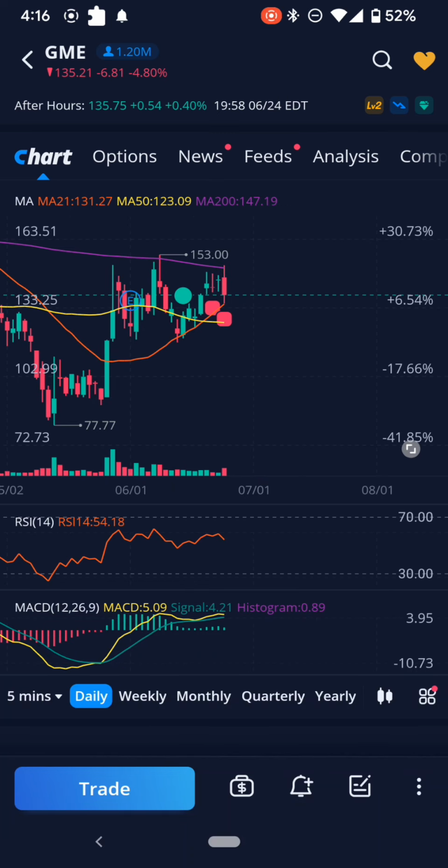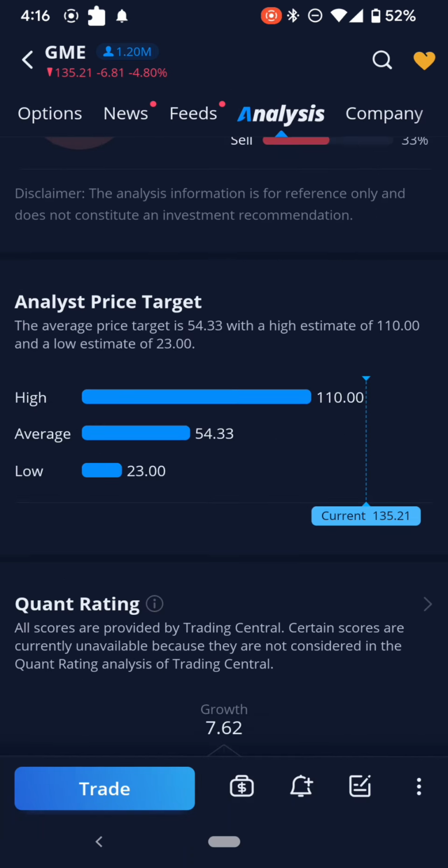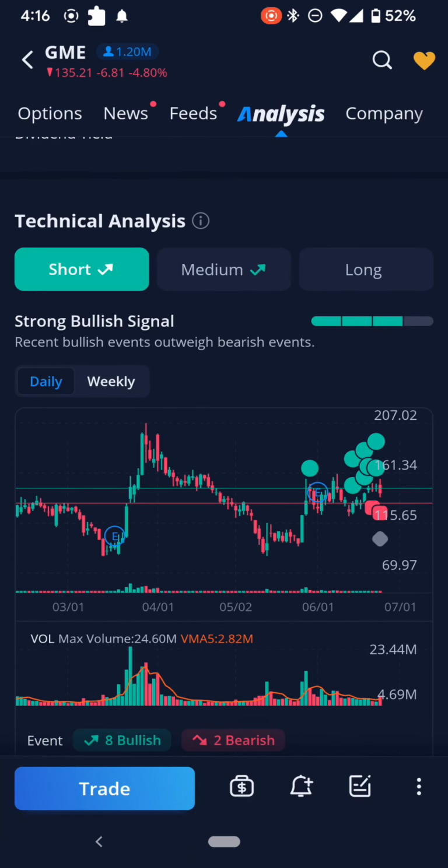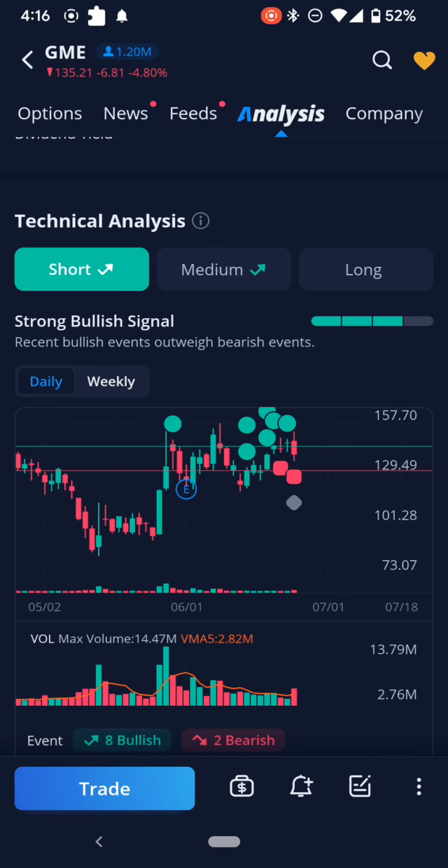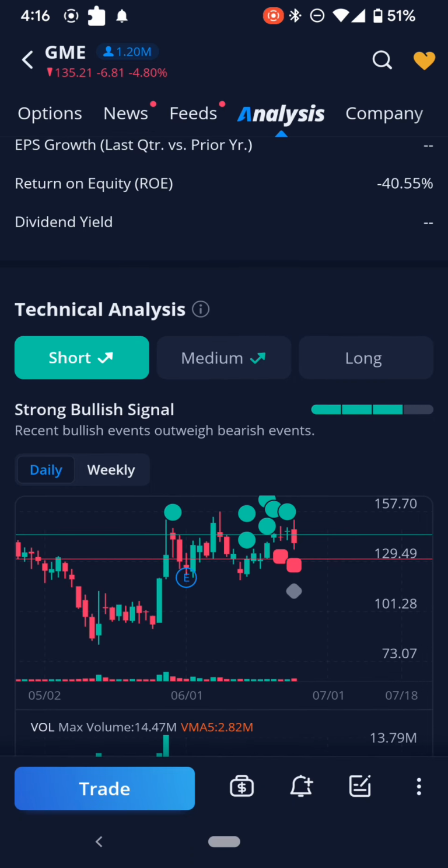So this is kind of in this area where there's all these different moving averages, and Webull's TA is going bonkers with all this green. Yeah, freaking out.